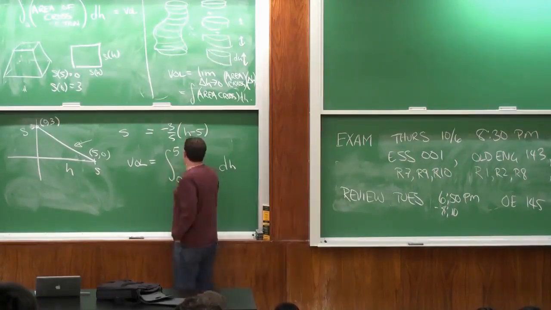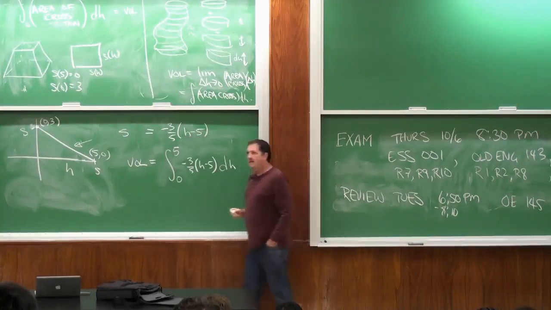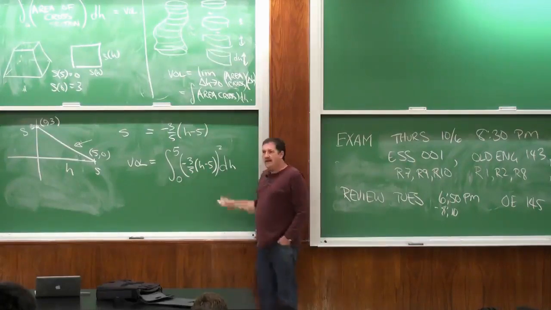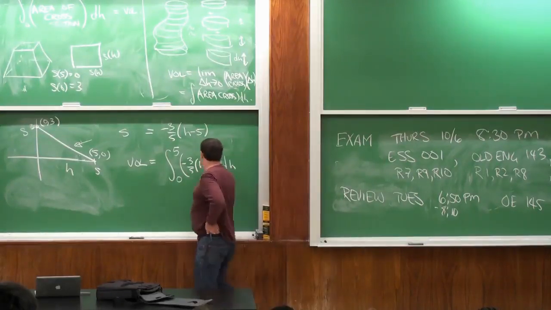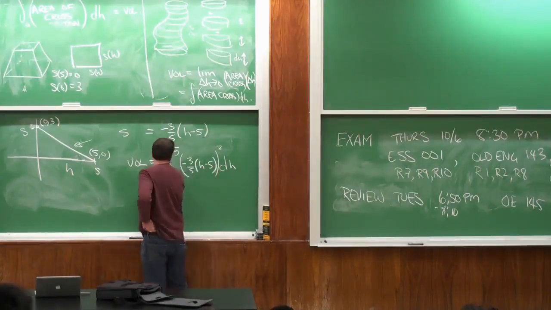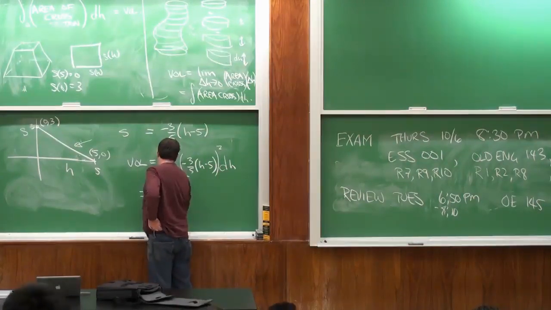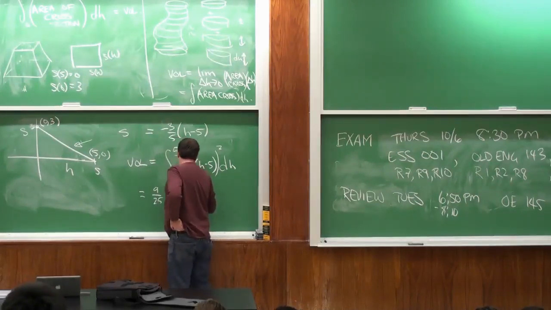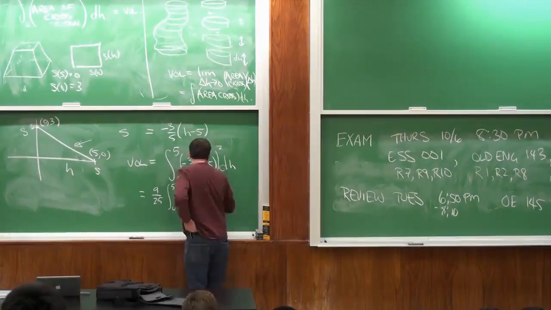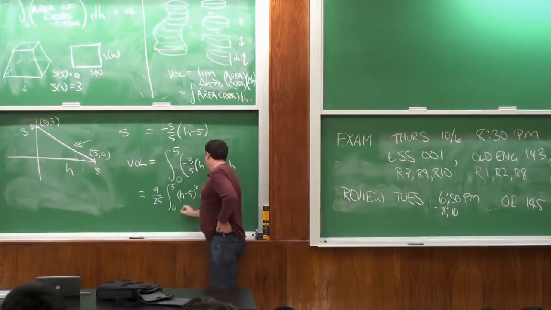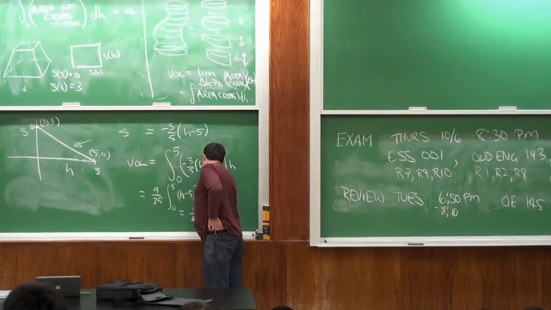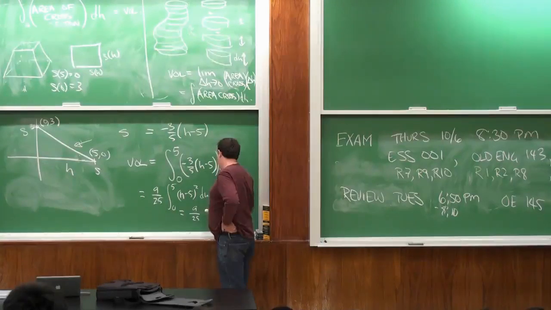And what do I integrate? This? That's the integral I want? The whole thing squared, because the area is squared. So that's the volume, which I guess we could mush around. So this is 9/25 integral 0 to 5 of h minus 5 squared, which is 9/25.